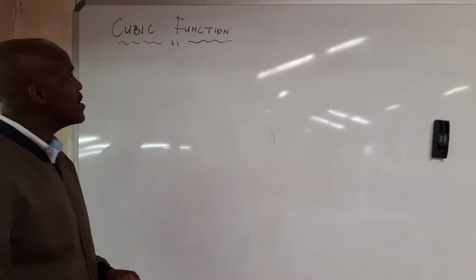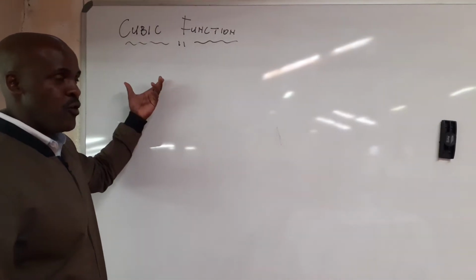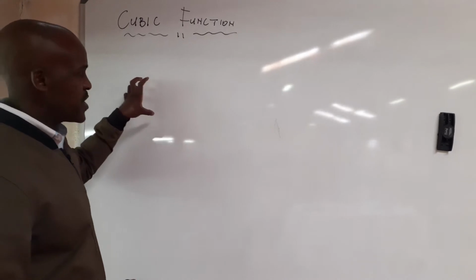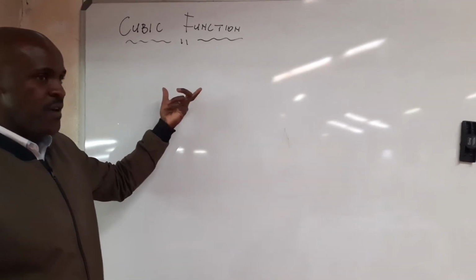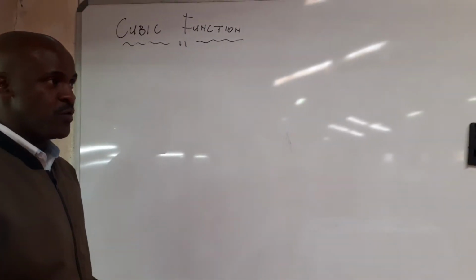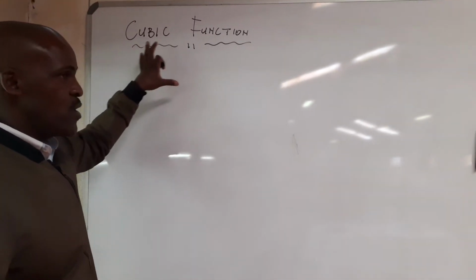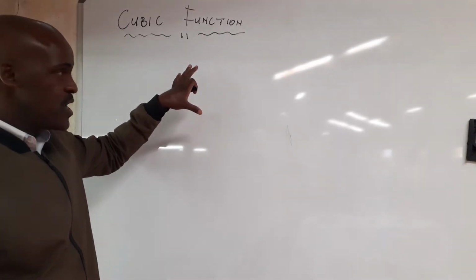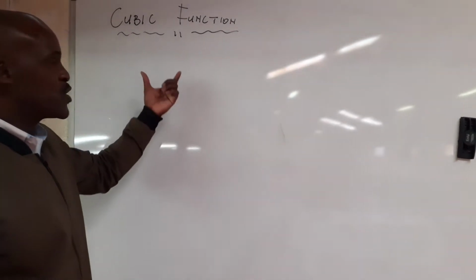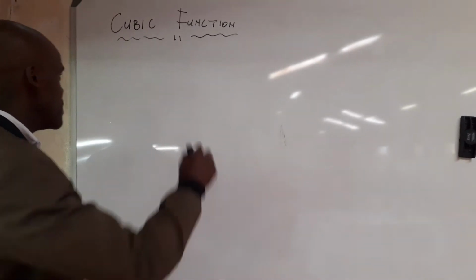Right, let's continue from where we've ended up. Remember that we did the equation of a tangent and how to find the equation of a tangent. So today we are going to look at how to sketch a cubic function and how to interpret it and all those things. But first we need to understand: what is a function?